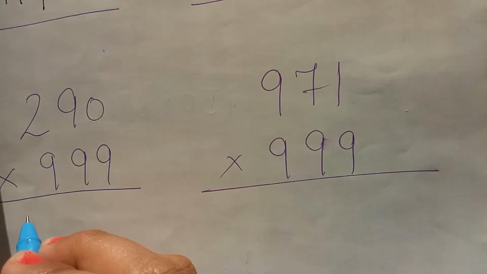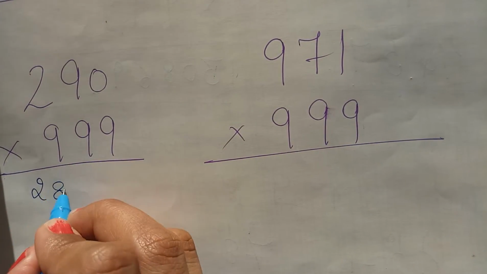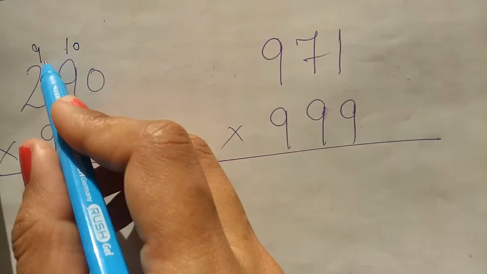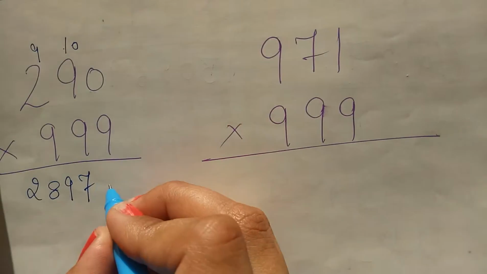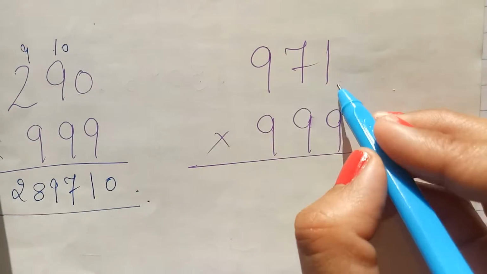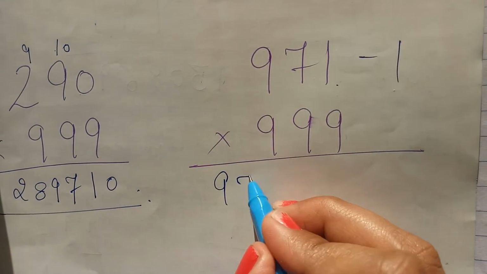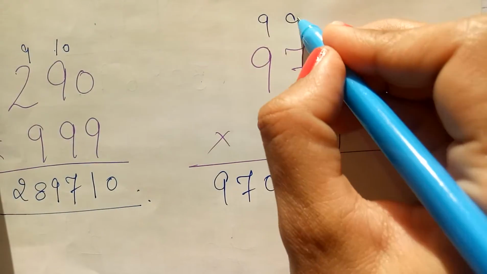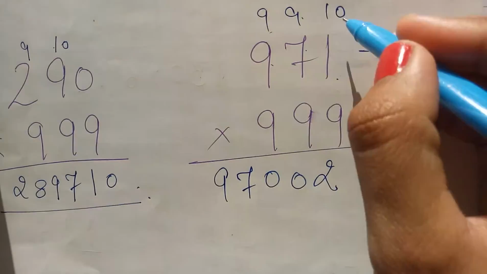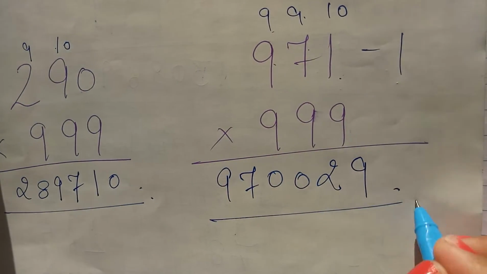Next. 289. And here 9, 10. 9 minus 2 is 7. 10 minus 9 is 1. Answer is 289710. 971 minus 1 is 970. All from 9, last from 10. 9 minus 9 is 0. 9 minus 7 is 2. 10 minus 1 is 9.